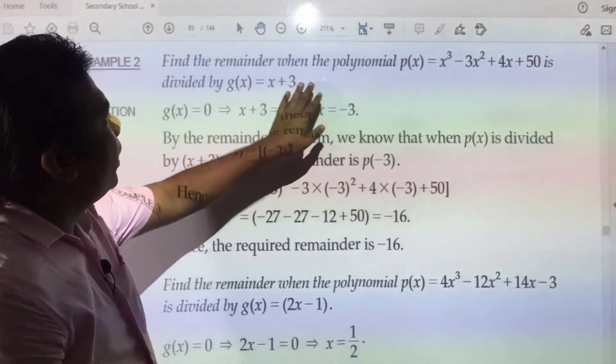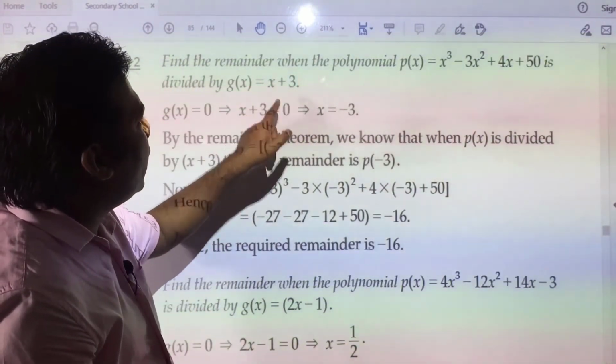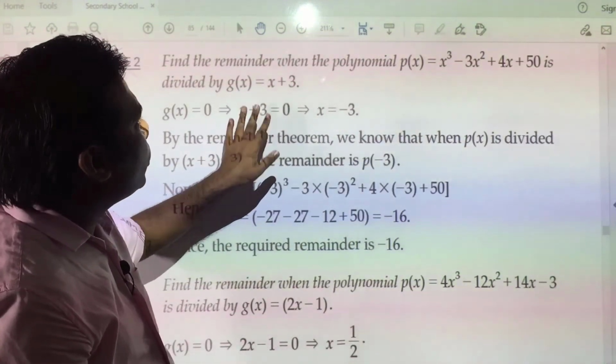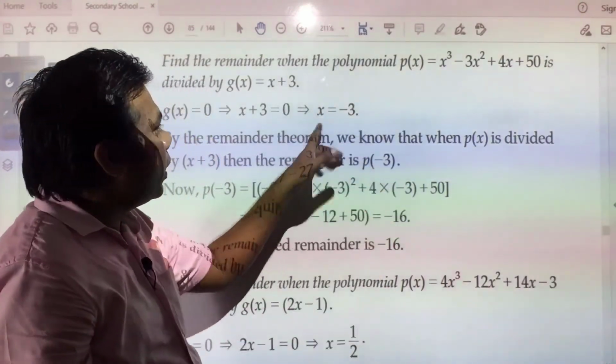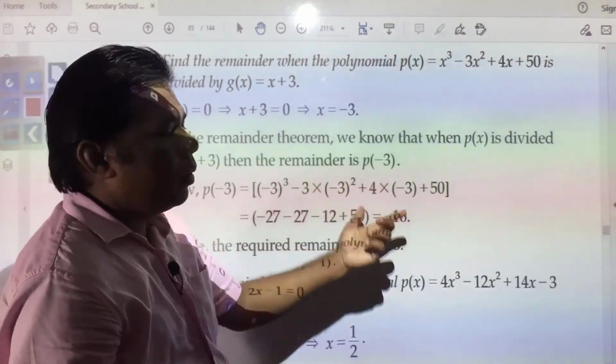Then find the remainder when this polynomial is divided by Gx, the same thing is required to be done. x plus 3 is equal to 0 you need to do, so that you can find x is equal to minus 3. So, if you put the value of x in the given polynomial, whatever value comes will be your answer.